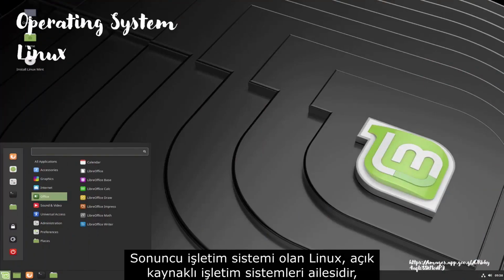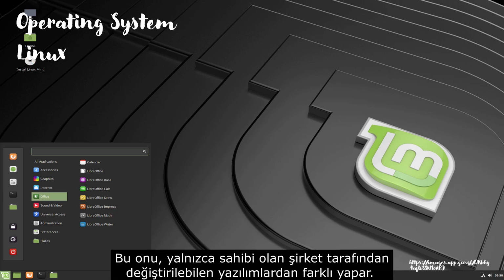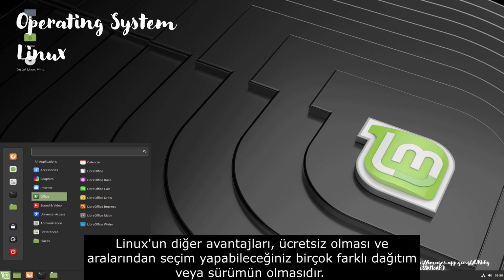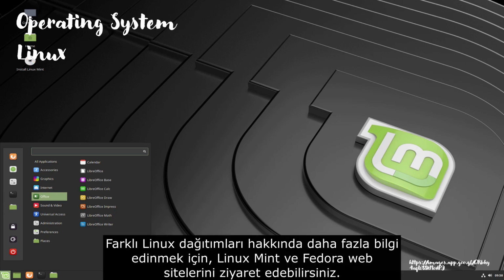Last is Linux. It is an open-sourced operating system family, which means it can be changed or distributed by anyone from anywhere in the world. This characteristic makes it different from the others since they can only be changed by the owner company. Linux's other advantages are that it is free and you can choose among various versions. You can visit websites Linux Mint and Fedora to get more information about Linux operating systems.